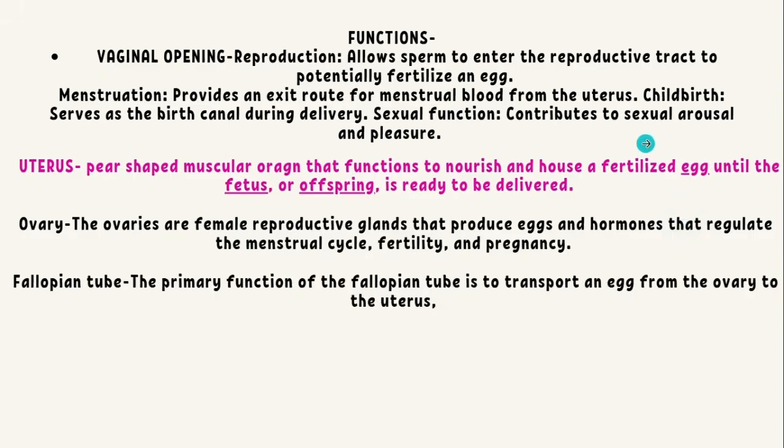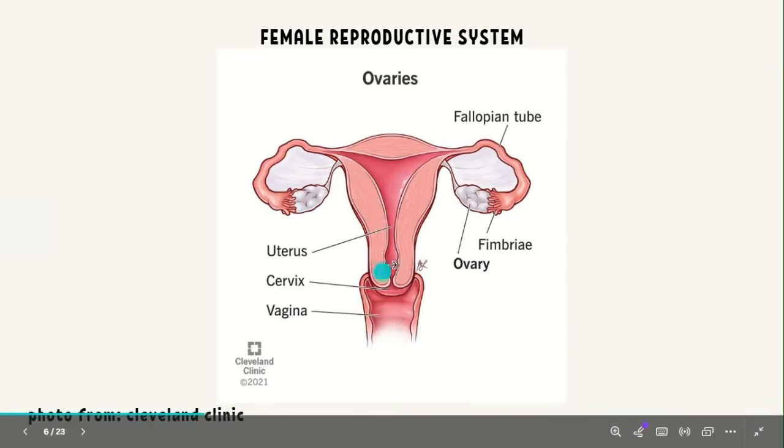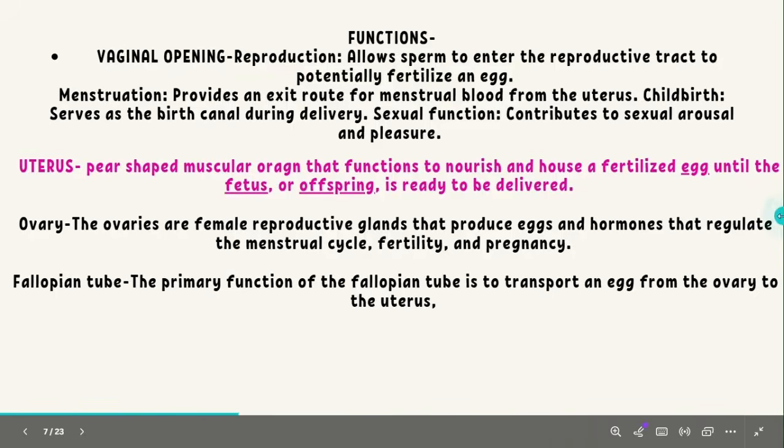So anyways, let's go over the functions then. The first one is the vaginal opening. It allows sperm to enter the reproductive tract to potentially fertilize an egg for reproduction. Also menstruation, so it provides an exit route for the menstrual blood from the uterus. It also functions in childbirth, serving as a birth canal during delivery, and also for sexual function.